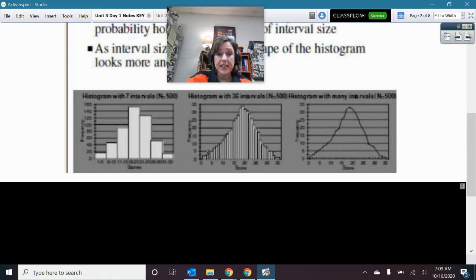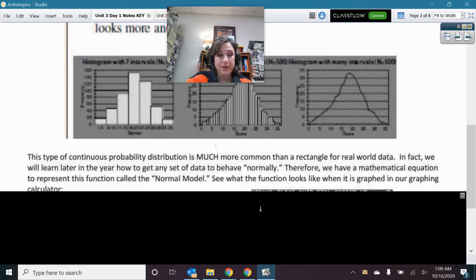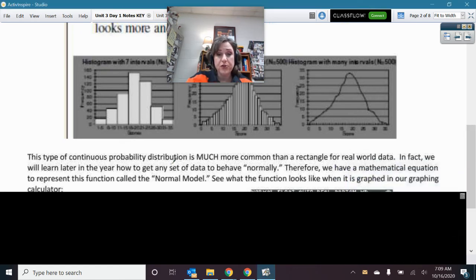So what happens is we start making smaller rectangles so that we can calculate the areas of those smaller rectangles. And as these rectangles get skinnier and skinnier, you eventually have all these little slices that you're going to add up. And you can add up those slices and you can get an actual curve instead of just jagged rectangles. Well, guess what? This is a continuous probability distribution. It's much more common for the real world.